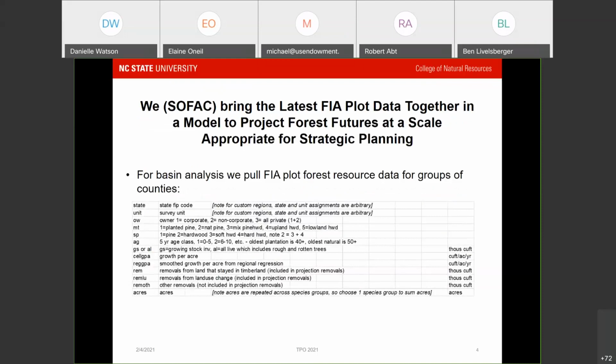So this is the kind of plot data we send to folks. We have the growth per acre, we have a regression on the growth per acre, we have removals from land use change, we have other removals, which would be things put into reserves, and we have it by owner. We have corporate and non-corporate split out with an MOU. We can't release that at the county level, but in the aggregates that we're sending to people, we can split that out. And we have all this set up on a ready-to-go basis when we get a request.